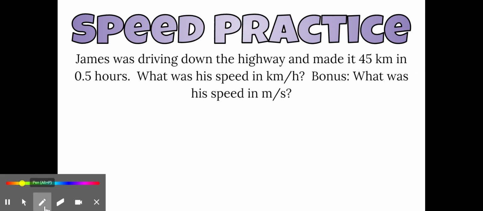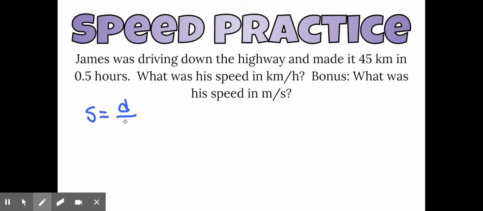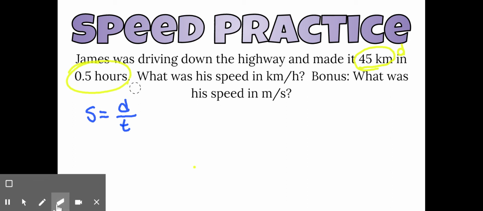The first thing we're going to want to do is identify our variables. Let's start with picking out our equation, and we already know that speed equals distance over time. So let's see which ones we have. What variables do we already have? We have 45 kilometers, that is going to be our distance. 45 kilometers is equal to distance for us. And we have 0.5 hours. That's going to equal not our speed, excuse me, our time. 0.5 hours equals our time.